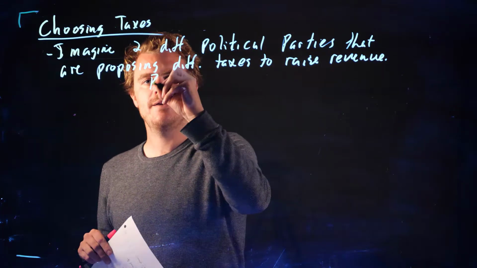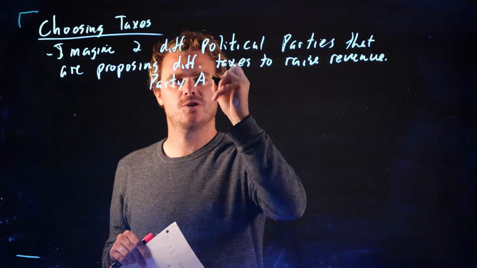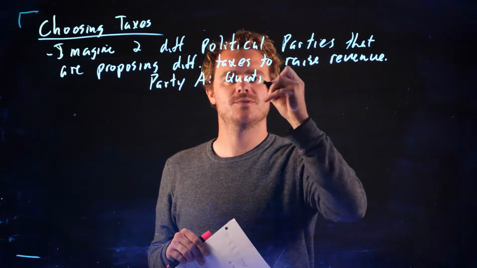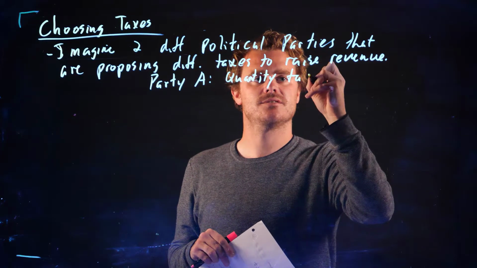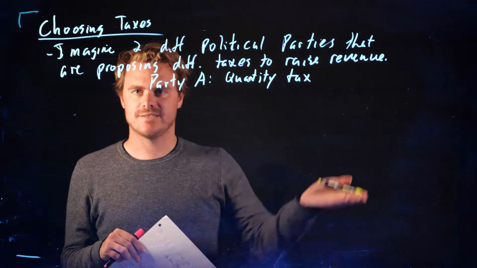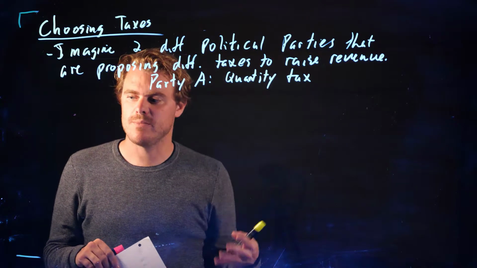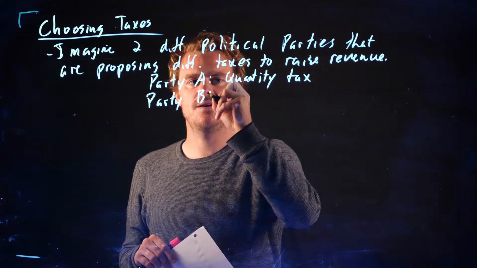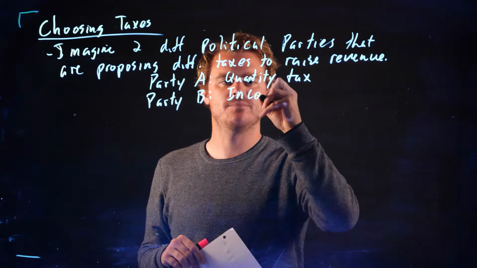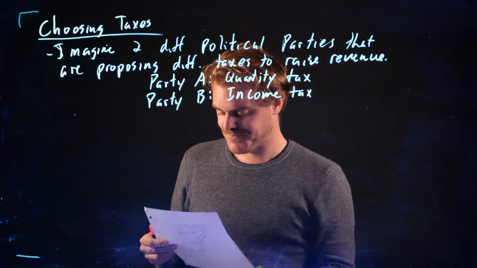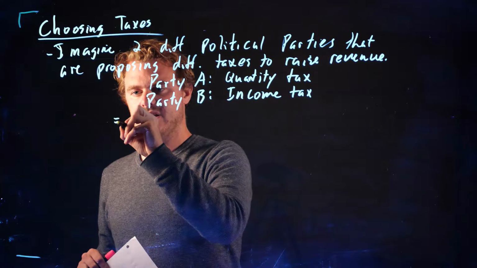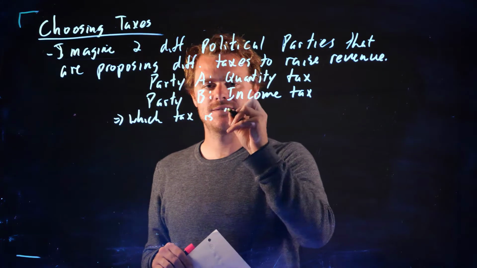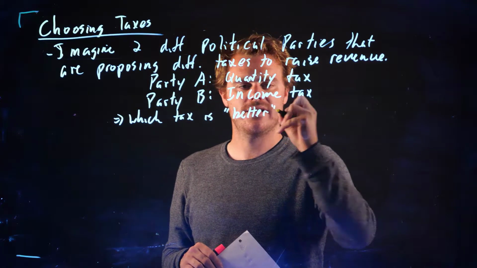So political party A is saying, well, let's use a quantity tax. Remember the quantity tax from back in chapter 2, when we learned about the budget constraint, that's what we're talking about. And then party B, they want to just do an income tax. The question here is, which tax is better at raising revenue?